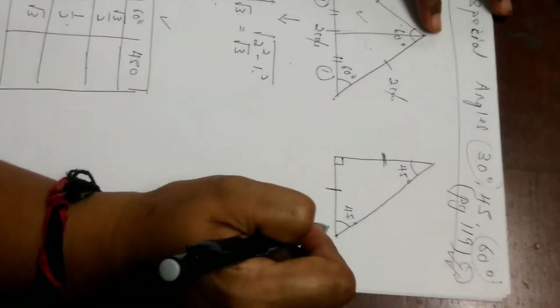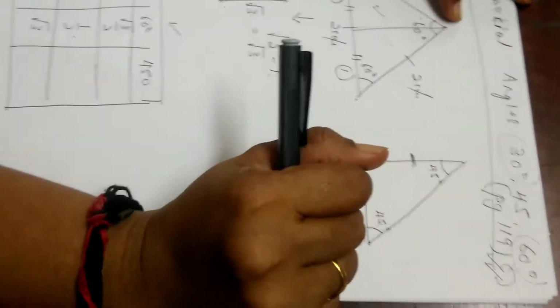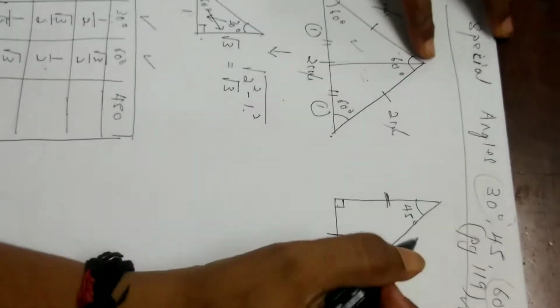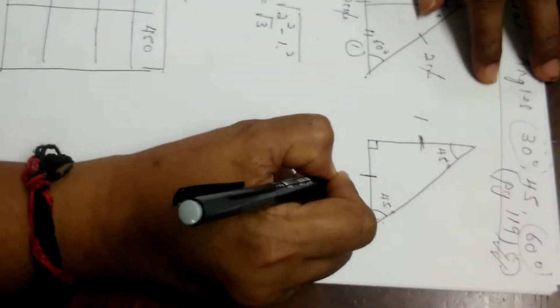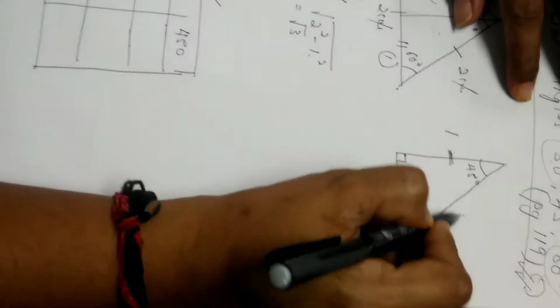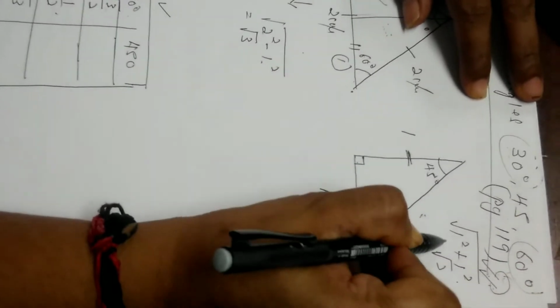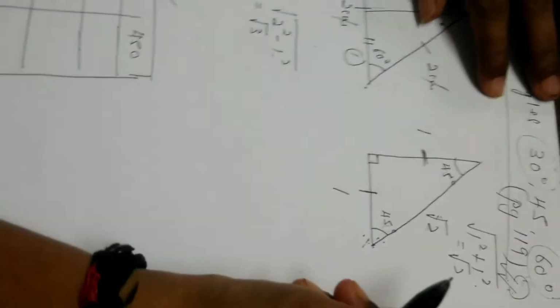Now for 45, we come to this. This is an isosceles triangle. 45, 45. So each side is 1 unit. According to the Pythagoras theorem, to find this is 1 squared plus 1 squared. And when you square root, we get square root of 2. It means this side is actually square root of 2.